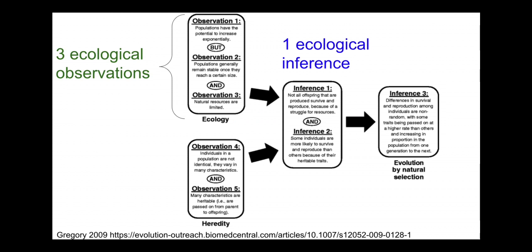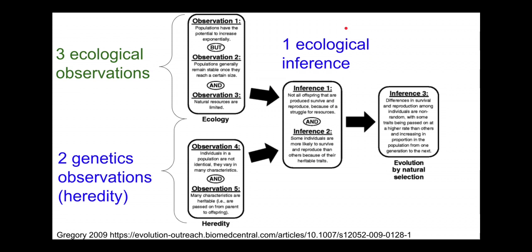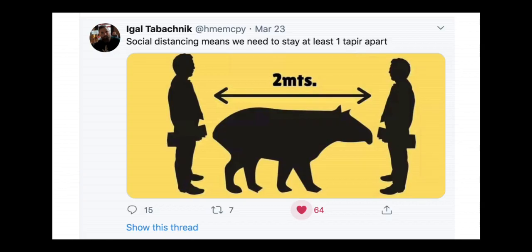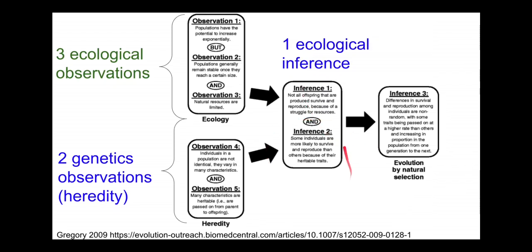So this wraps up the three ecological observations and how they are tied into this ecological inference. In the next set of videos, I'll talk about Darwin's genetics observations and how he tied genetics and ecology together for his second inference.